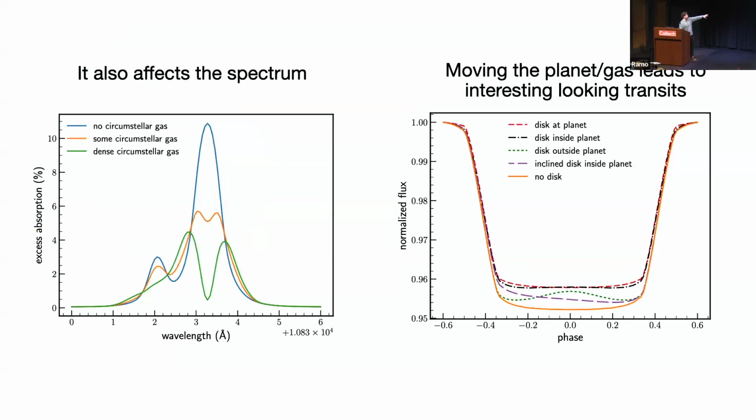And you can imagine it also affects the spectrum. So the blue line here is a planet at mid-transit with escaping helium, observed with no circumstellar gas, and it's your classic helium absorption line. And as you add circumstellar gas, this absorption line disappears. And you get all these funny wiggles, which would probably look like noise. Moving the planet and the gas leads to a bunch of interesting looking transits.